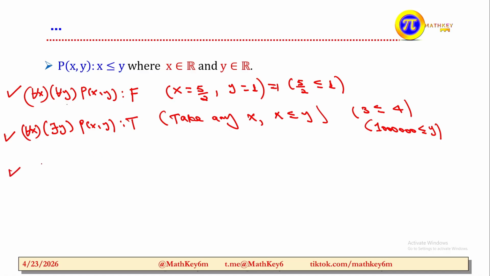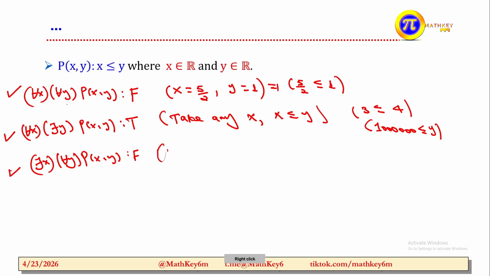The next one says there exists x for all y that satisfies P of xy. What can you say about this? Is it true or false? There exists one x for all y. Can you find a fixed x, or some x, that satisfies x is less than or equal to y? It is false. We can't find one x that satisfies this.